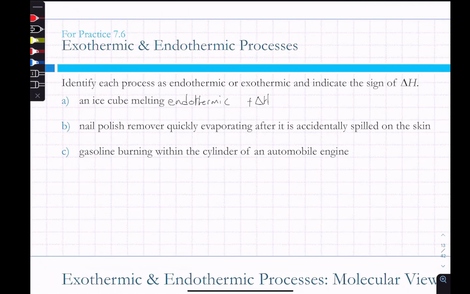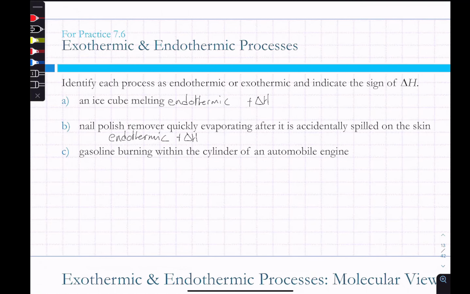It's like oddly specific. Where's the energy going? Endothermic. Because it's taking heat from your body, which is why it feels cold, and then entering into a higher energy state. And so also going to be positive delta H.